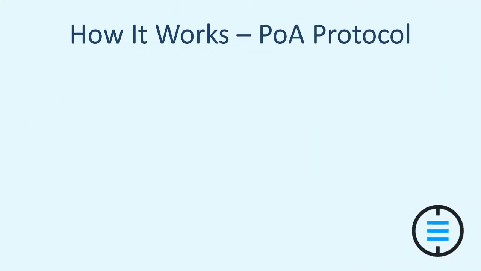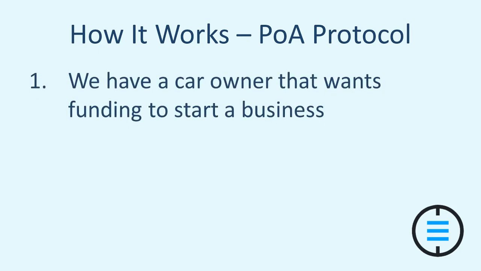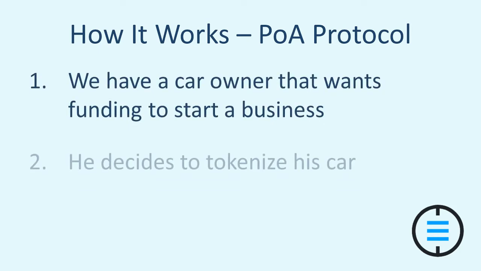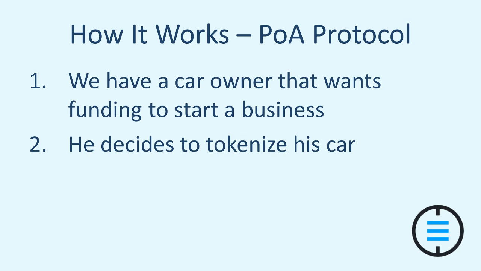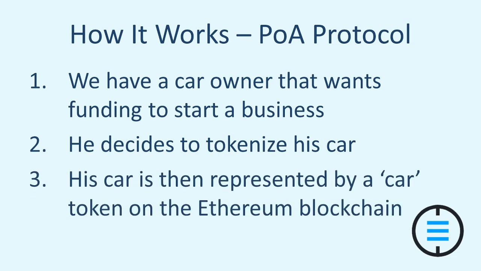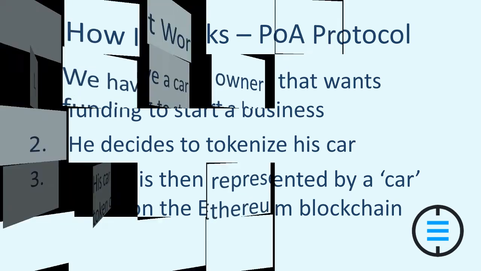So in the second example, we'll use a small business owner that has a car, another asset, and wants to fund his business. So we have a car owner that wants the funding to start a business. So he decides to tokenize his car. His car is then represented by a car token on the Ethereum blockchain.